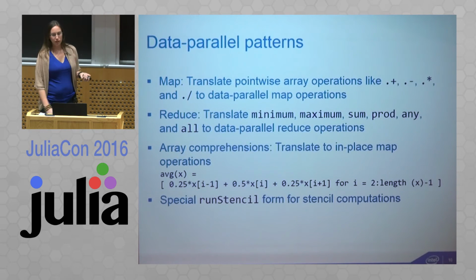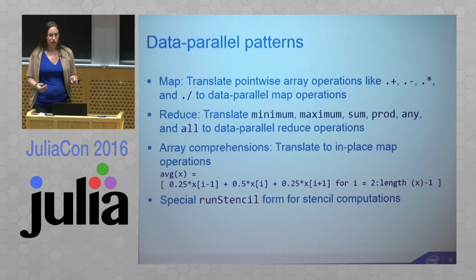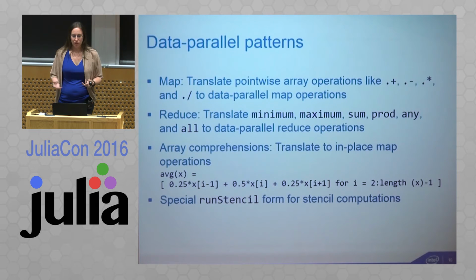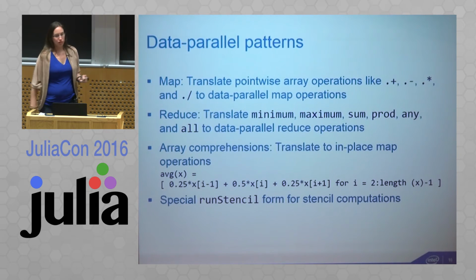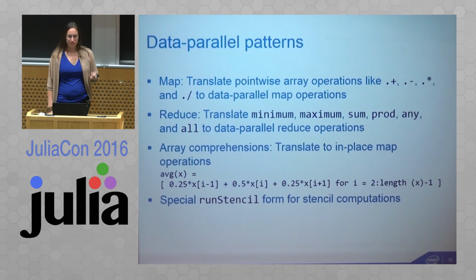Then there's reduce. So reduce operations take an array argument and they produce a scalar result by combining all the elements of the array with an associative and commutative operation. And ParallelAccelerator can translate certain Julia functions into data parallel reduce operations when they're called on arrays. And so I've listed those here: minimum, maximum, sum, prod, any, and all.